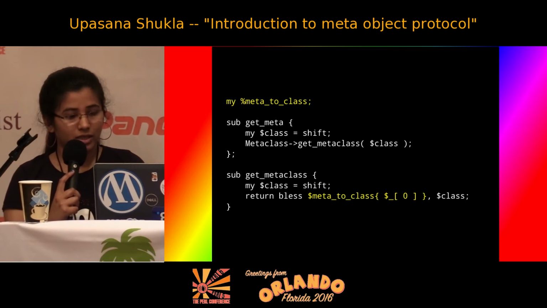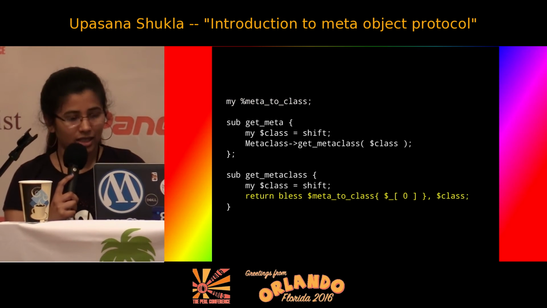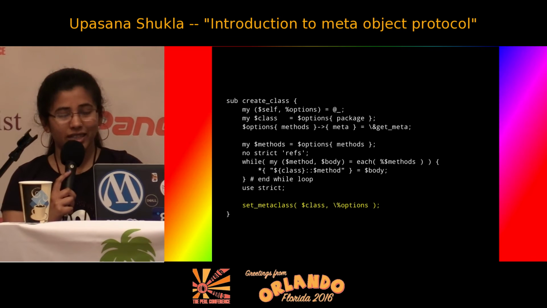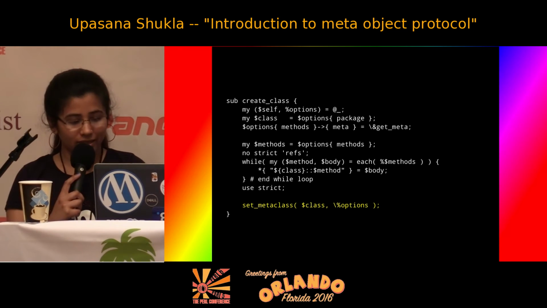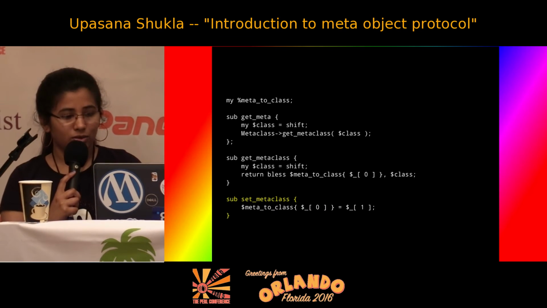Here I'm fetching the value of my class from the meta to class hash. And then I'm blessing it into meta class and returning it. But I'm reading it, but I'm not writing to the meta to class hash anywhere. So let's do that. So this is a function which I'll use to set the meta class while creating a class.